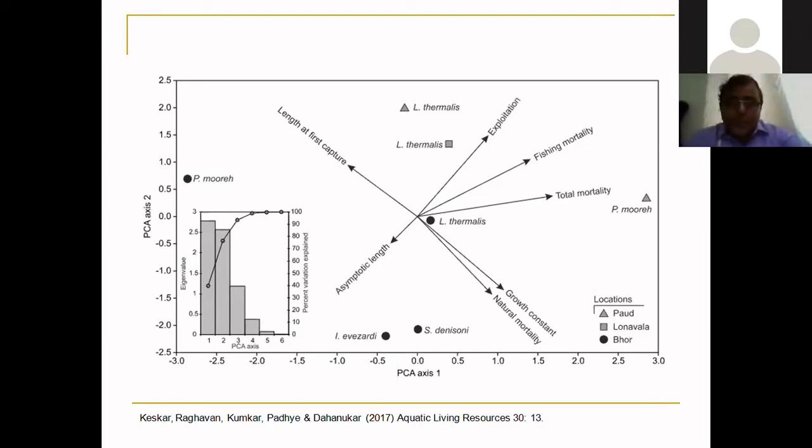For example, if there is a case where the first and the second principal component are explaining, say, 20% and 10%, or a total of 30% of the variation in the data, then doing a principal component analysis is a wrong thing. You should not go for principal component analysis.